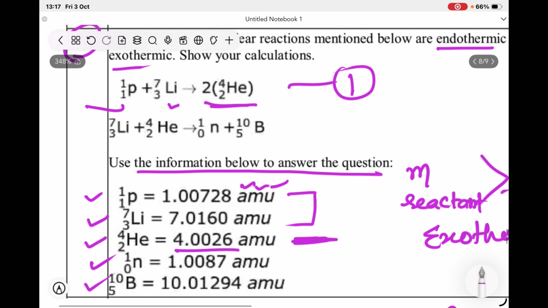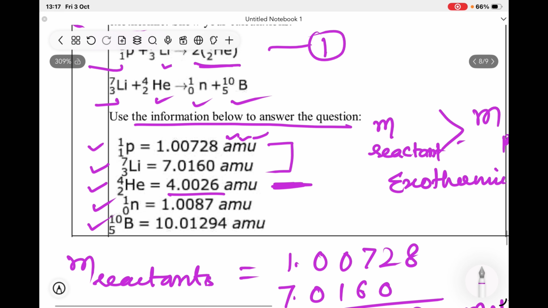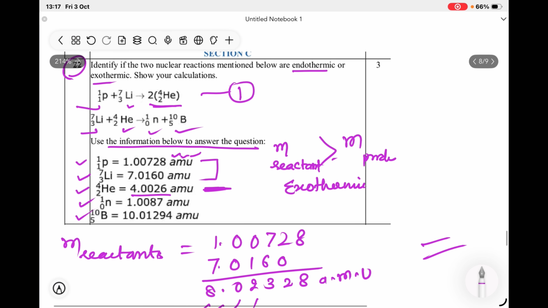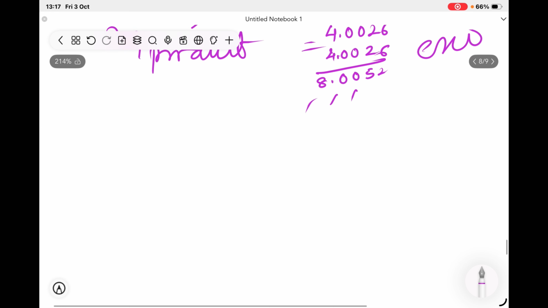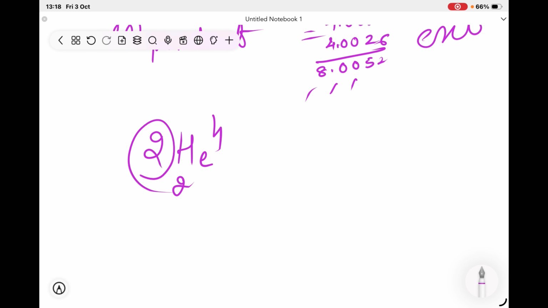Similarly, you can do the second reaction. In second reaction, we have lithium, helium, neutron, and boron, and you have masses being given to you. So you can do this on your own. How many times one atom, one element has been written? You have to add the masses that many times. So that's all.